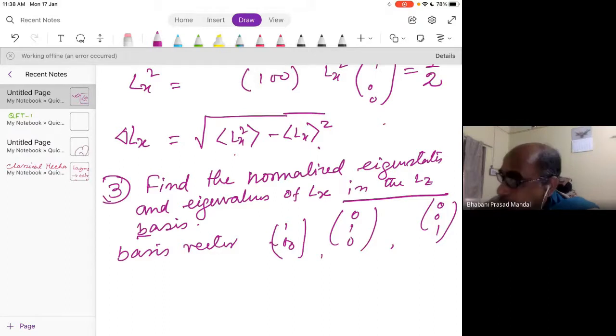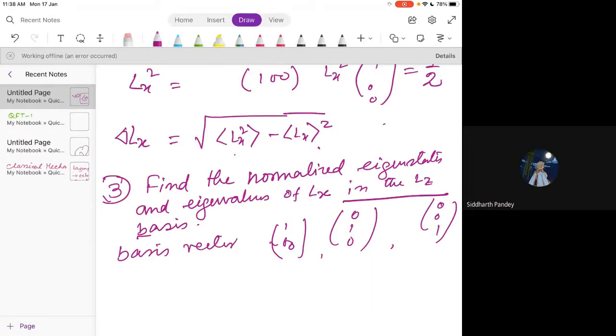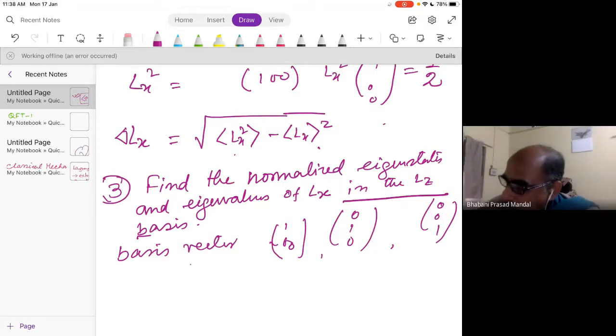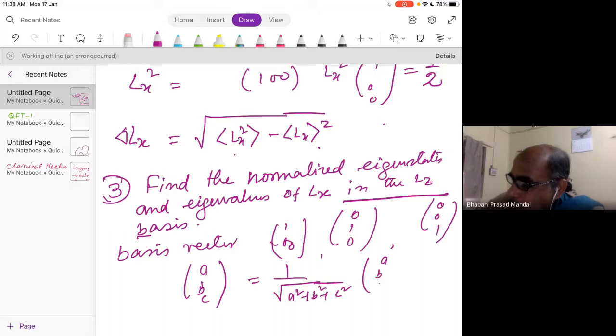Tuhin Mahanti, 1 over root 3 is... No, Tuhin. It is not 1 over root 3. Okay, sir, how will we get 1 over... If you have an a, b, c eigenvector, then the normalization is a square plus b square plus c square. I don't know from where you get all these things, wrong concept. So here a is 1, b is 0, c is 0, so I get the constant as 1. The normalization constant for all these three states is 1.